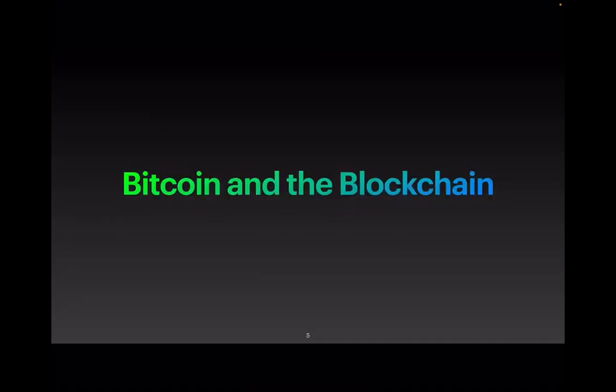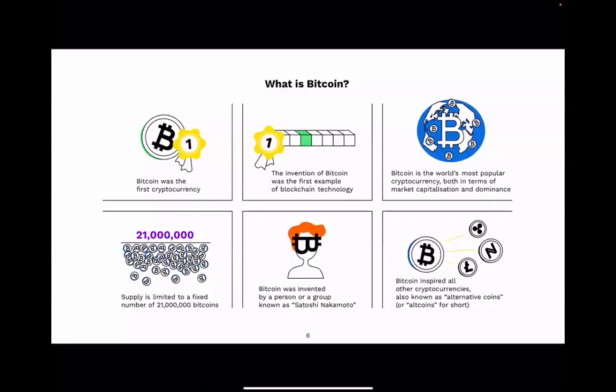Okay, so now starting with the definitions. First, let's take a look at what Bitcoin is exactly. Well, Bitcoin was the first cryptocurrency ever established. It was launched back in 2008 by a group or a person, we still don't know yet, which used the pseudonym Satoshi Nakamoto. It launched it with a paper explaining what Bitcoin was.